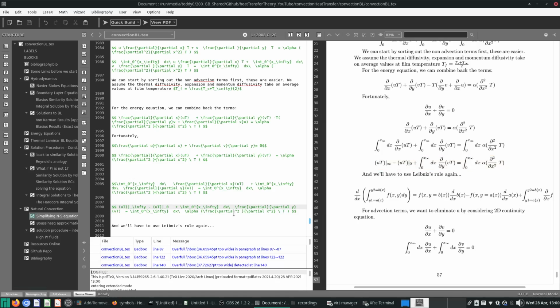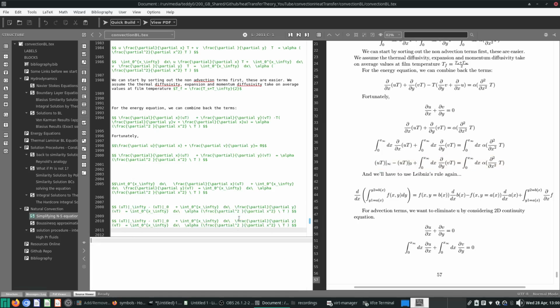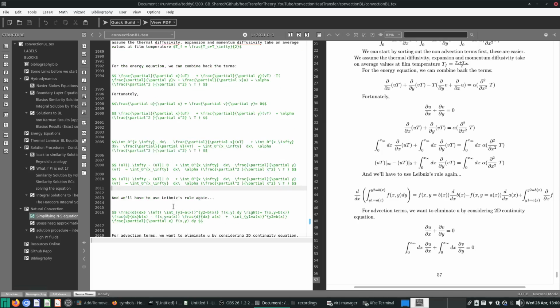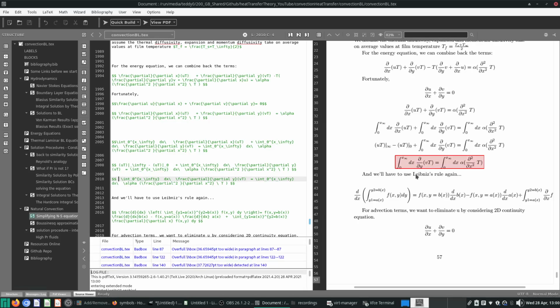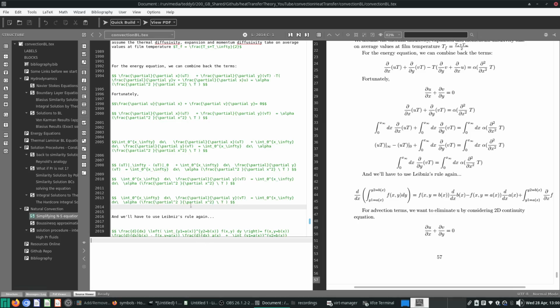Fortunately, both of these terms actually drop off because u equals 0 at both the free stream and the wall. So this term drops to 0, thankfully. For the second term, we actually have to use Leibniz's rule, so we'll just skip that for the time being. For this term, the rightmost term here, I will just bring alpha out, and we'll just basically need to evaluate.